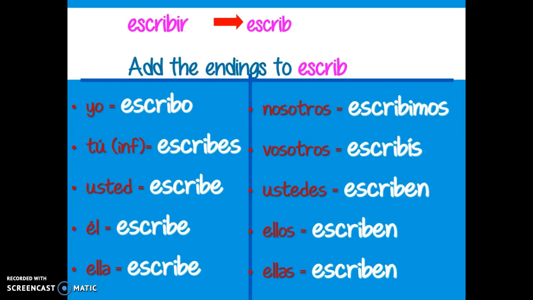Now, remember that these are IR verbs, not ER verbs. So the nosotros and the vosotros forms are going to change. And because they end in IR, we're going to have escribimos and escribís.